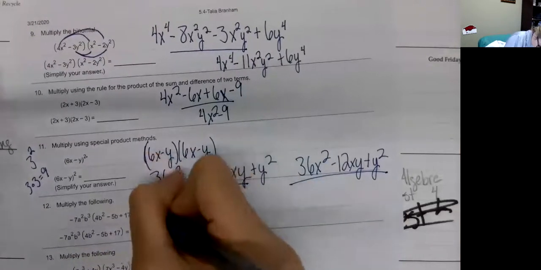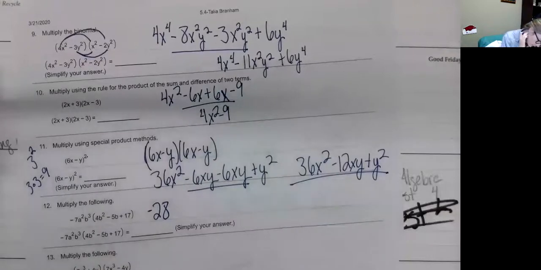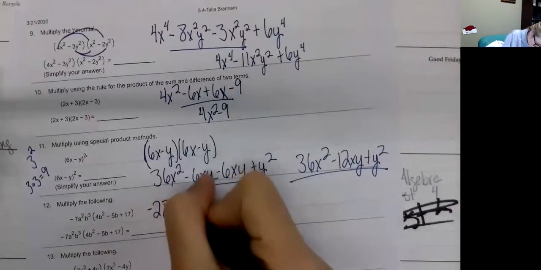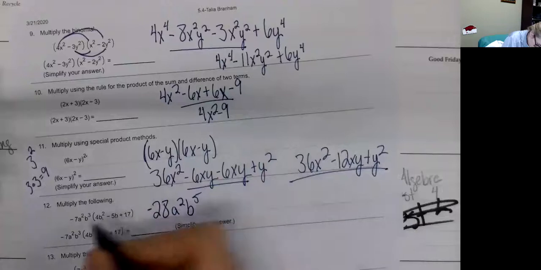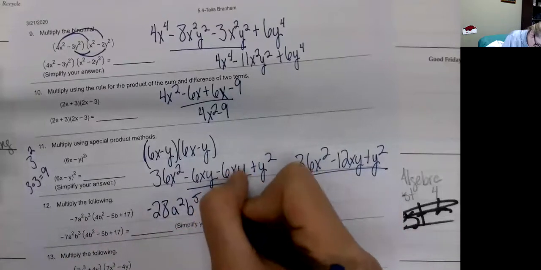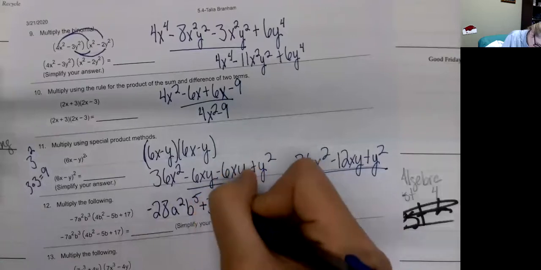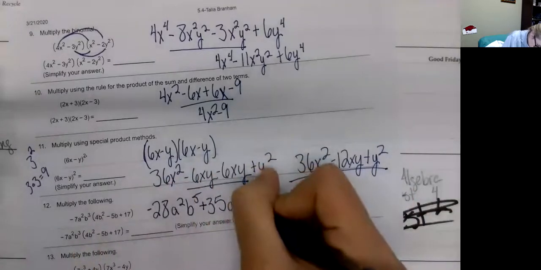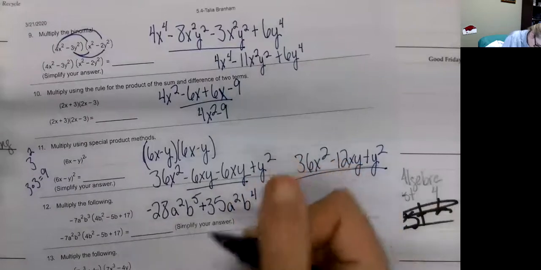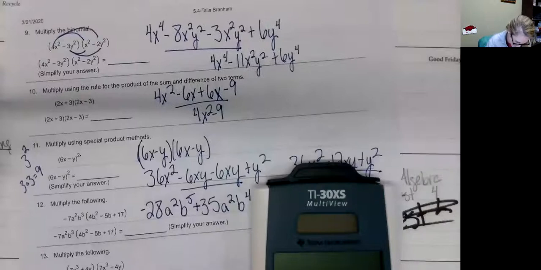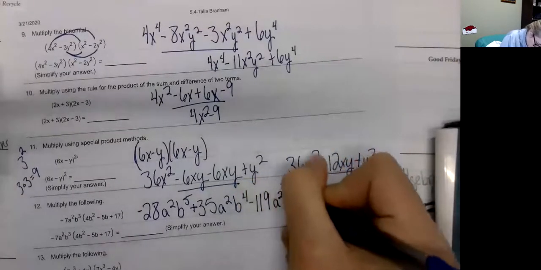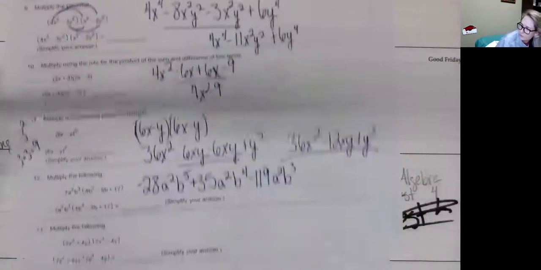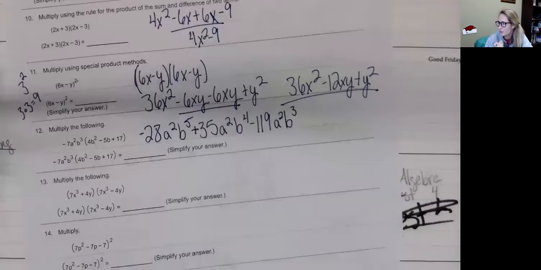Negative 7 times 4 would be negative 28. Then our a squared goes over, our b cubed times b squared would be b to the fifth. Negative 7 times negative 5, negative times negative, would be positive 35a squared b to the fourth. And then what is negative 7 times 17? We have negative 119a squared b cubed. And all that would be the answer because I can't combine any of them.